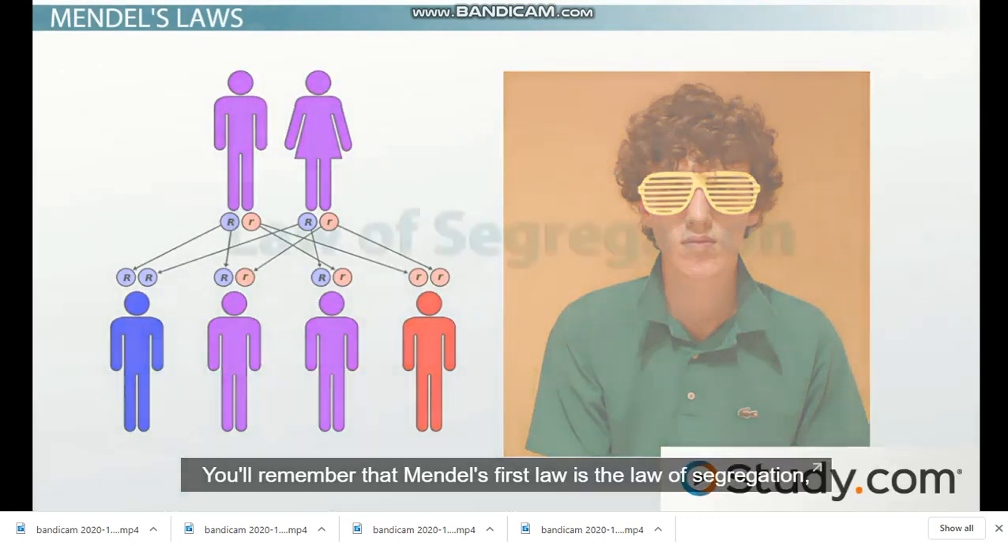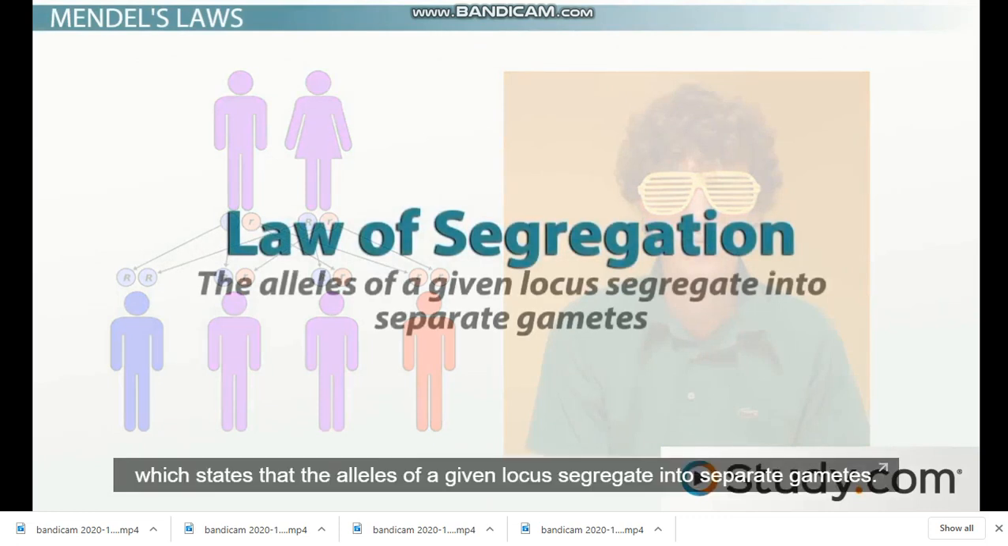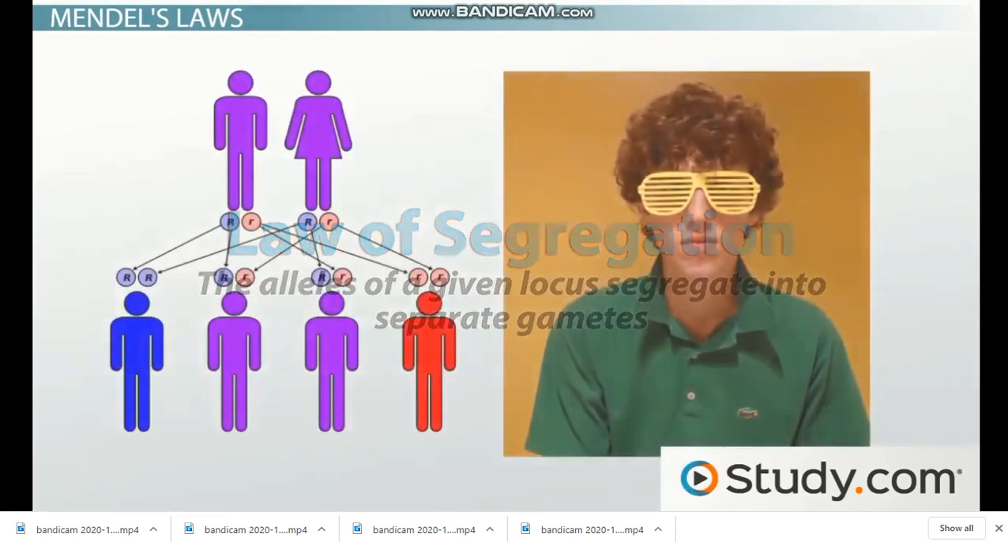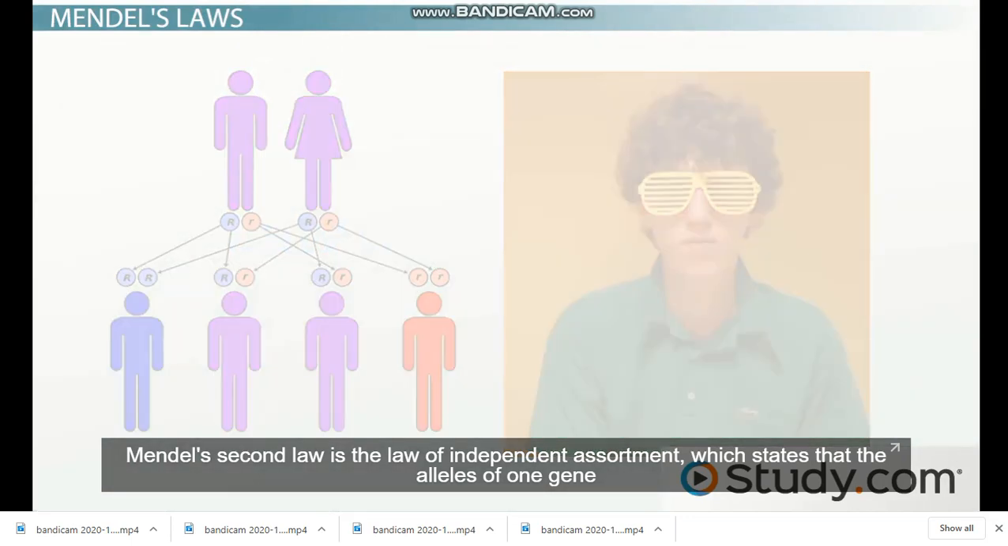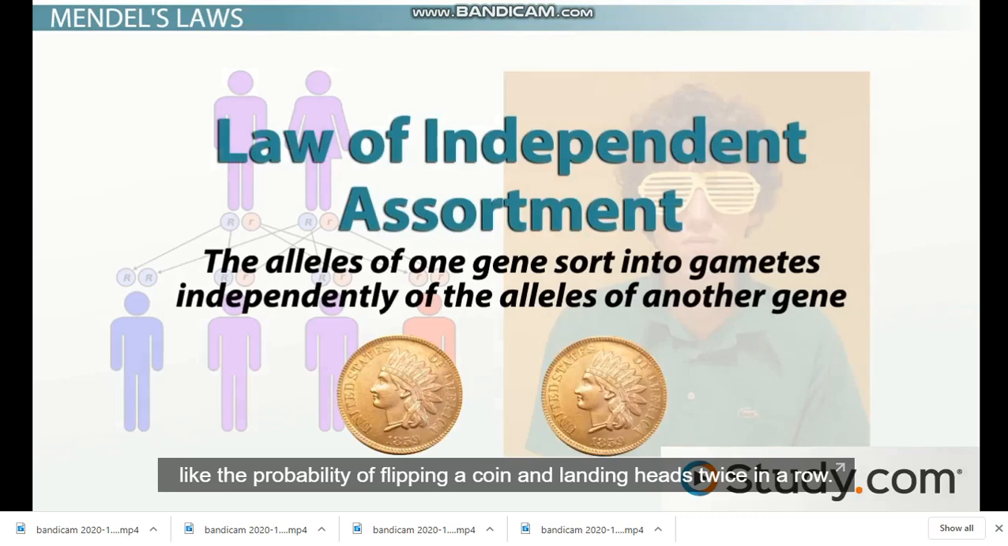You'll remember that Mendel's first law is the law of segregation, which states that the alleles of a given locus segregate into separate gametes. Simply stated, a gene can have different alleles or variants. However, each gamete only gets one allele of each gene. Mendel's second law is the law of independent assortment, which states that the alleles of one gene sort into gametes independently of the alleles of another gene. They are usually independent events, like the probability of flipping a coin and landing heads twice in a row.